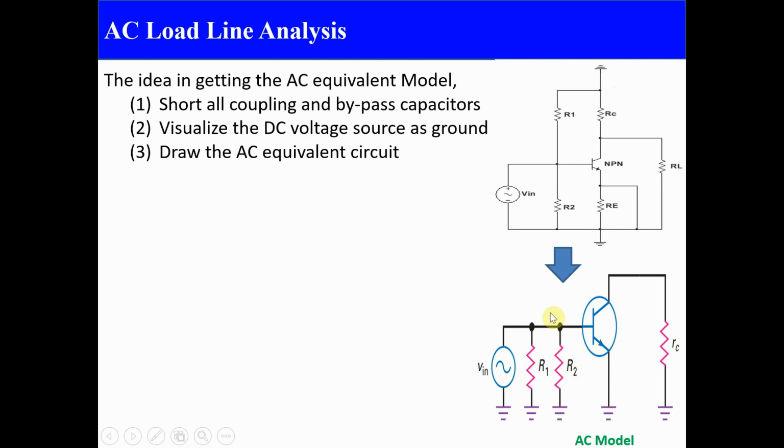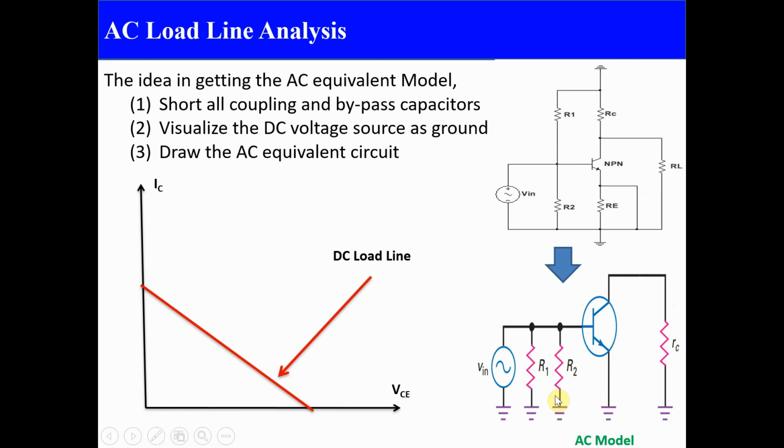So the equivalent circuit is this: R1 and R2 are in parallel. Then the emitter terminal is connected to ground. This is due to the bypass capacitor. So here there is no presence of RE, means RE is absent in this AC model. And here it is small rc, which is the parallel combination of RC and RL. Clear? So this way we can get this AC model. So here it is the DC load line and this is the AC load line.